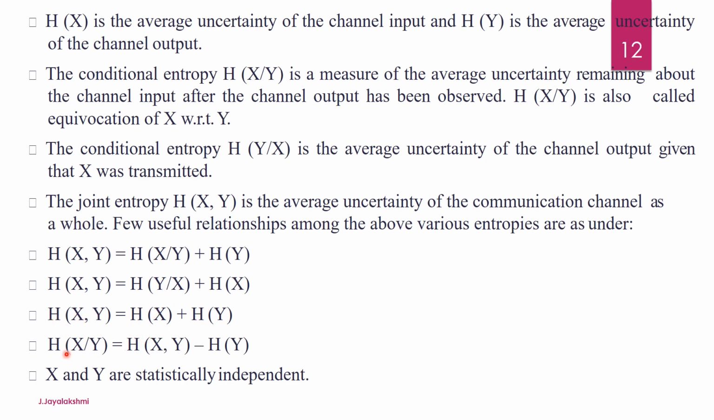And for the conditional entropy, once again you can rearrange this equation, that is H of x by y is H of x comma y minus H of y. So here these two, x and y, are random variables that are statistically independent of each other.